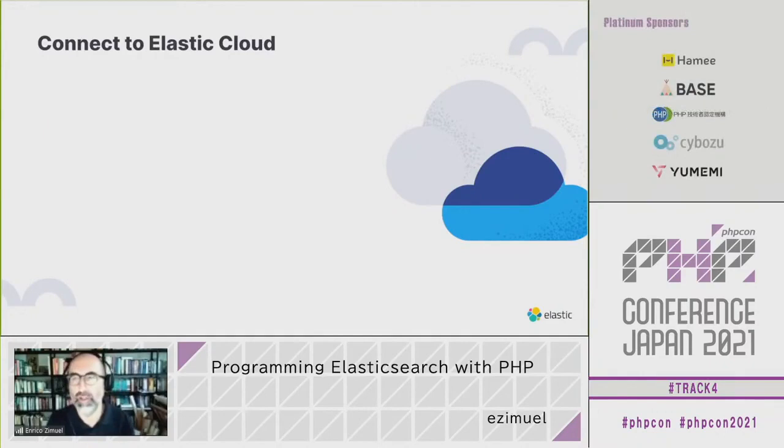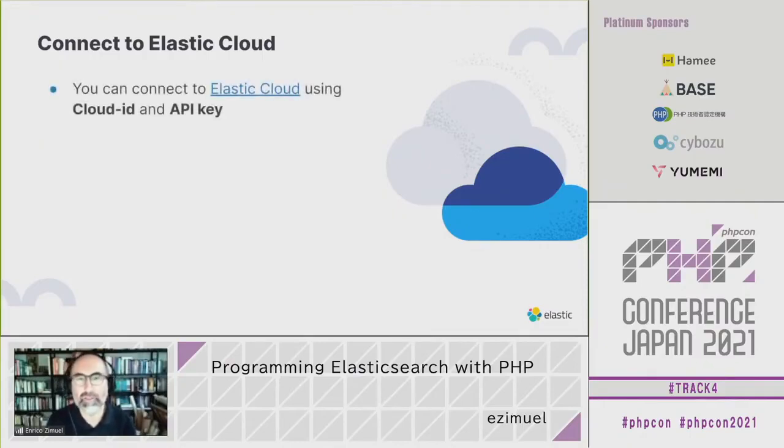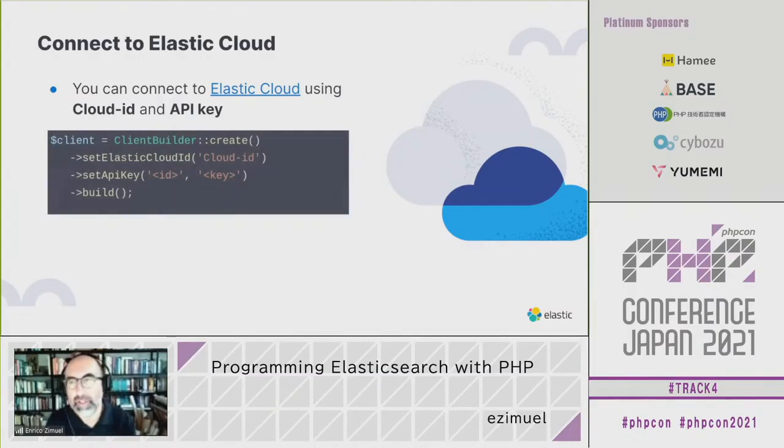If you want to connect to Elastic Cloud, that, as I mentioned, is another possibility, you don't want to install and manage your Elasticsearch cluster by yourself, but you just want to consume it as a service. Of course, when you register to Elastic Cloud, you will get a Cloud ID and an API key. These are the 2 pieces of information you need in order to execute your client. In Elasticsearch-php, you just specify when you create the instance of the client the Elastic Cloud ID and the set API key, and build the client. That's it. So you are ready to start using Elastic Cloud.